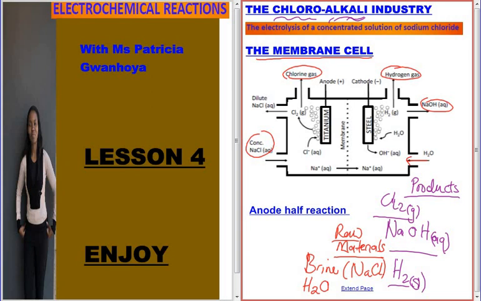The diaphragm cell had asbestos in it. Some parts of it were made of asbestos, and if this asbestos was breathed into the lungs of the workers, it could cause problems, such as cancer or respiratory problems.